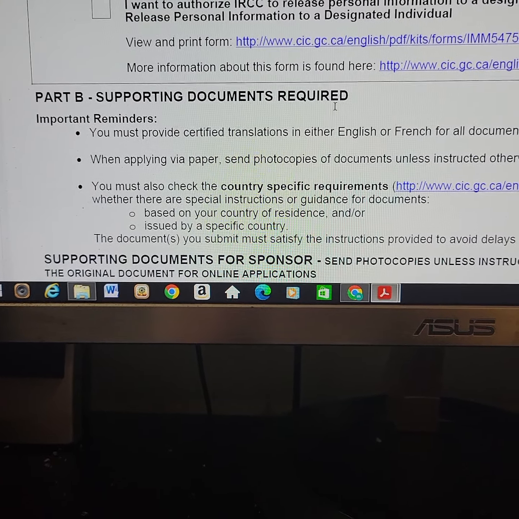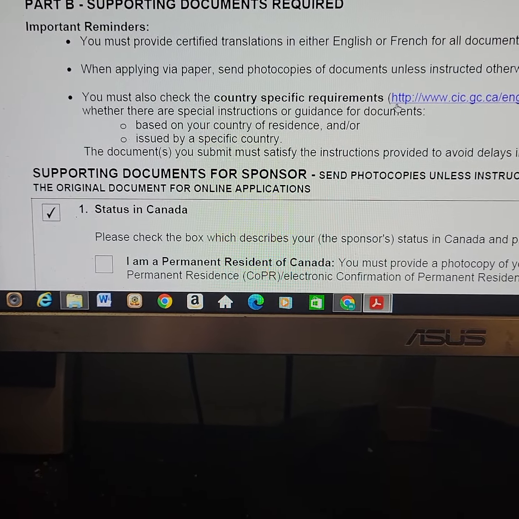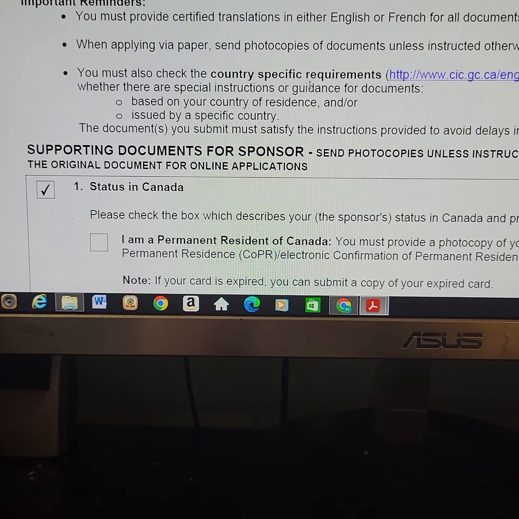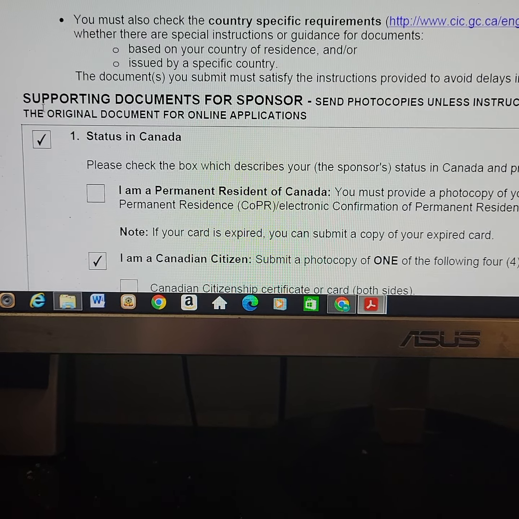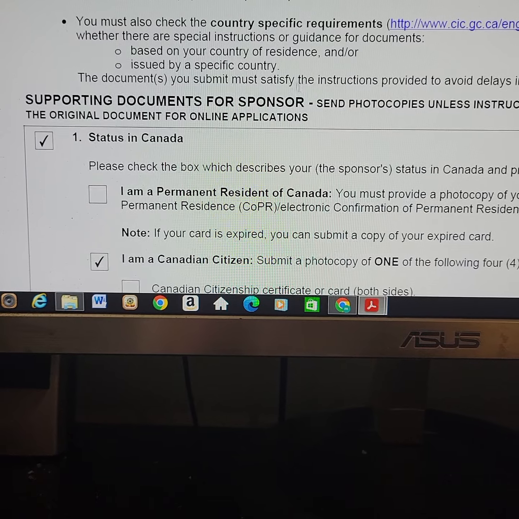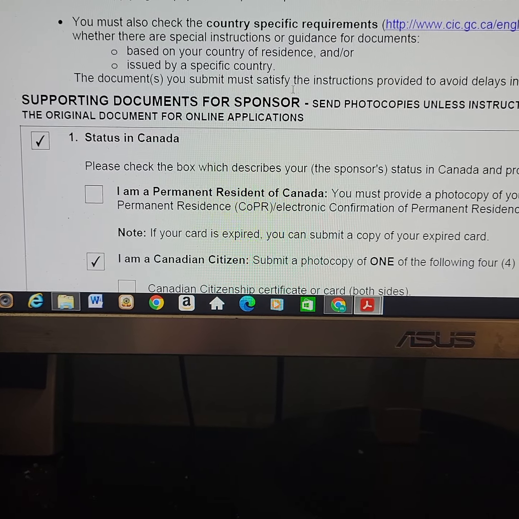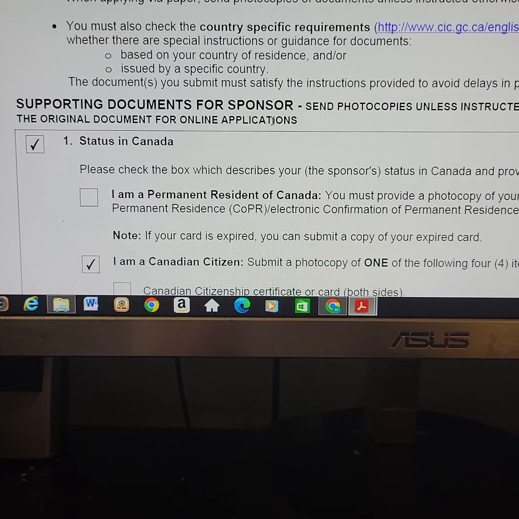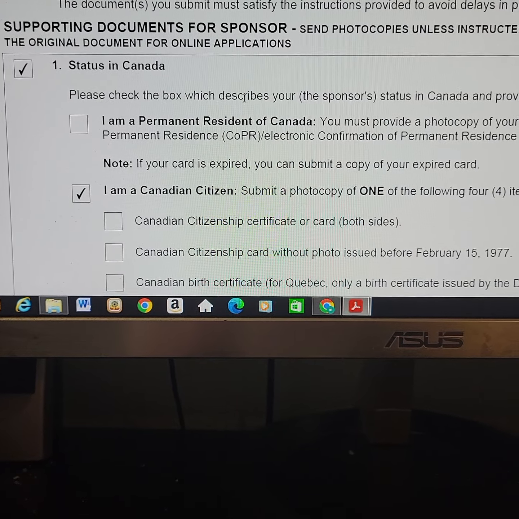Part B, supporting documents required. Now all these you have to read carefully. Obviously you have supporting documents for sponsors, so pay attention for sponsor, okay? So this is just for the person that's sponsoring, okay?